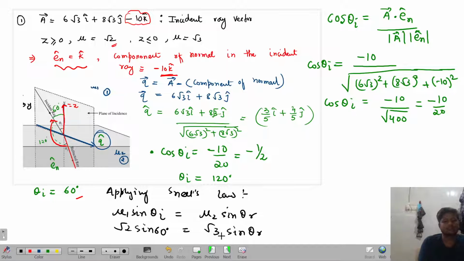So root 2 sine 60 is equal to root 3 sine theta R. What you will get, you can look over here, sin 60 is root 3 by 2, root 3 will get cancelled, and what you get over here is 1 by root 2. So that means theta R is going to be equal to 45 degree. Got it or not? Yes or no?